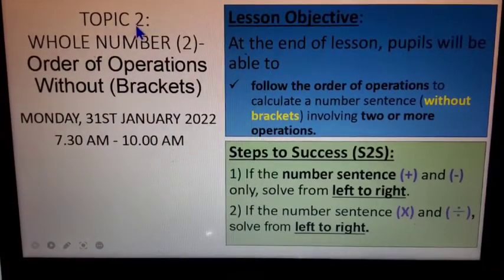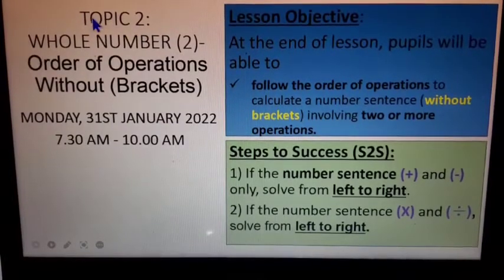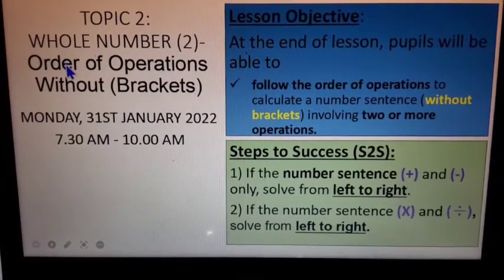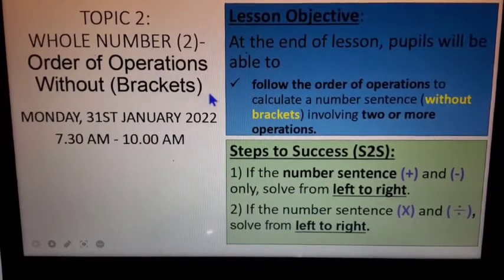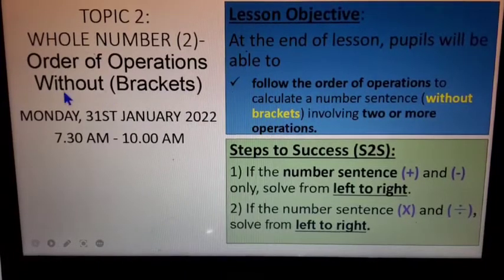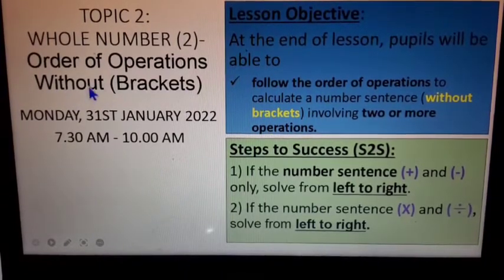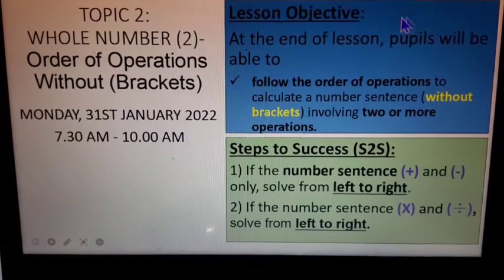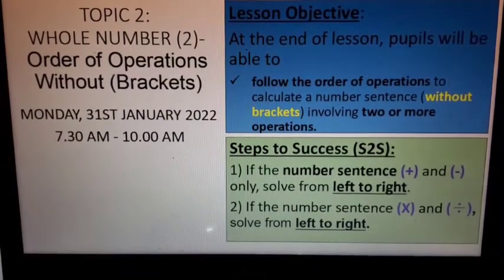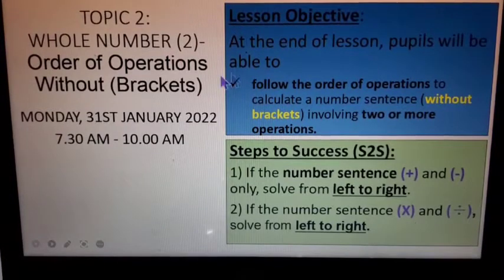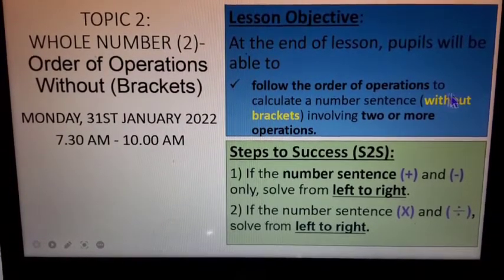Alright, today we're going to learn a new topic, which is topic 2. It is about order of operations without brackets. What is without brackets? Without means tanpa menggunakan bracket. So what is a bracket here? Bracket means here. This is a bracket. Okay. Kurungan.